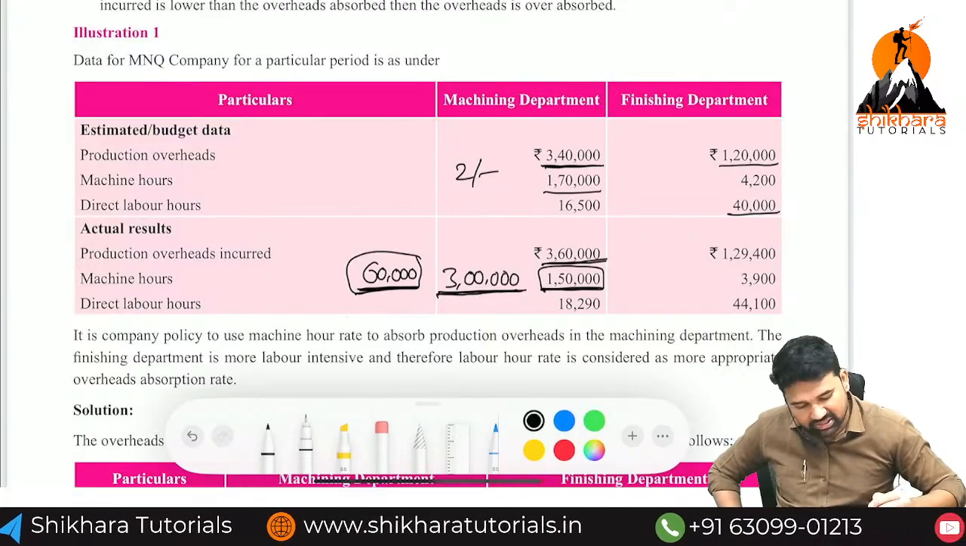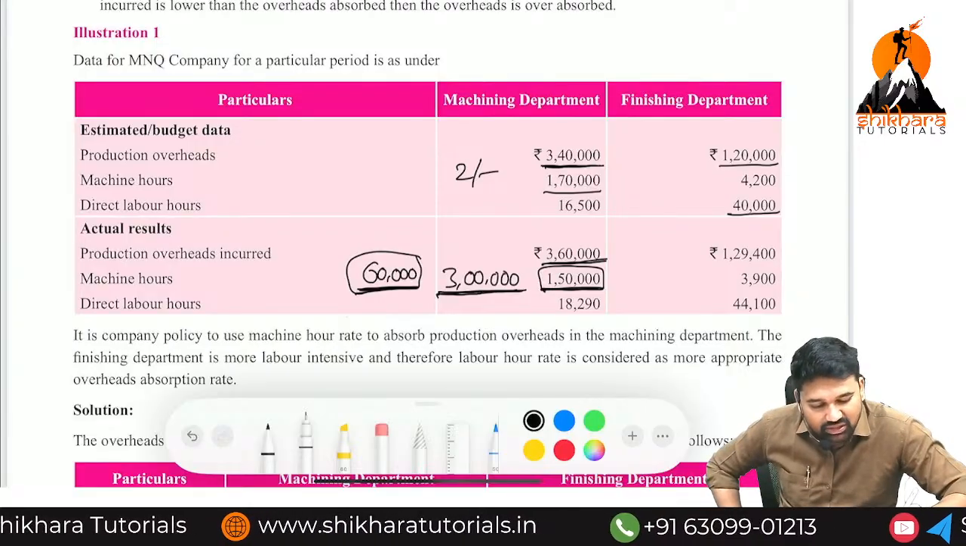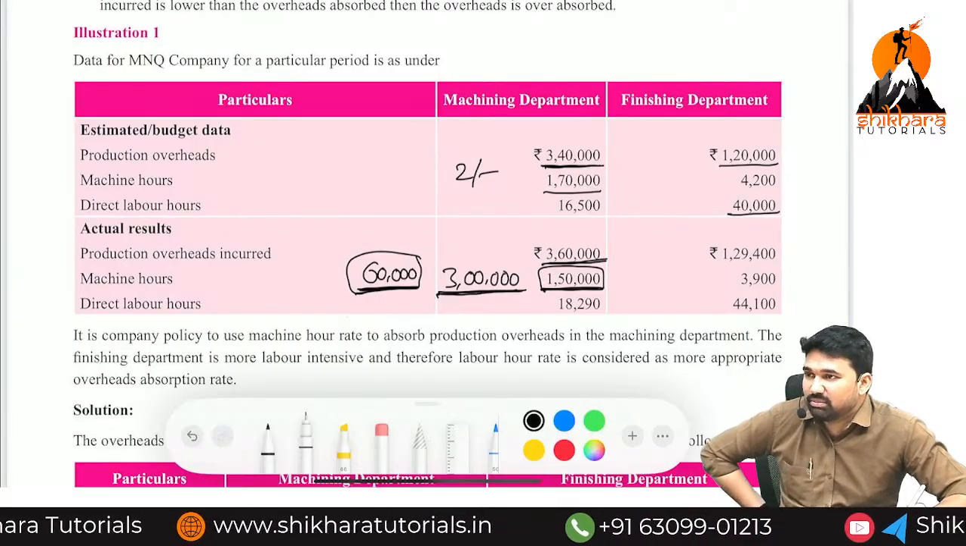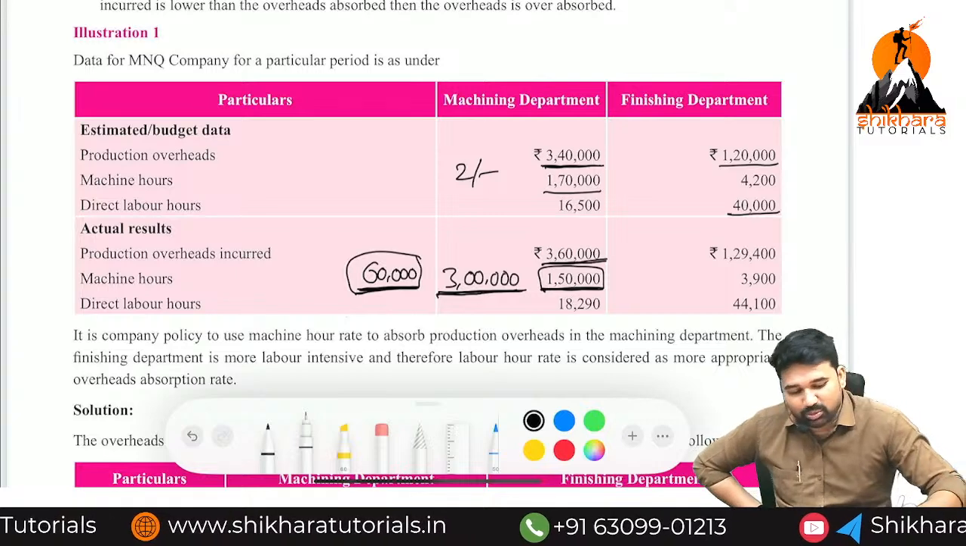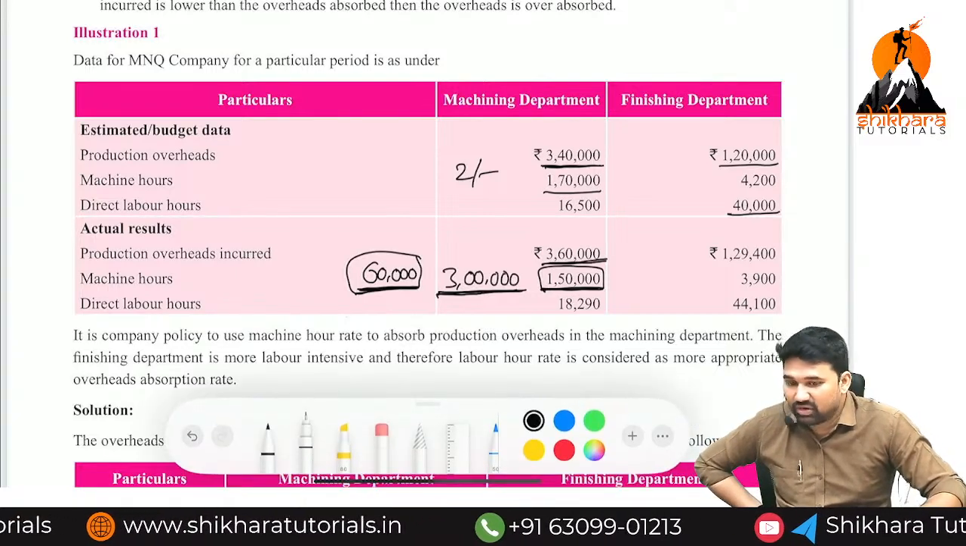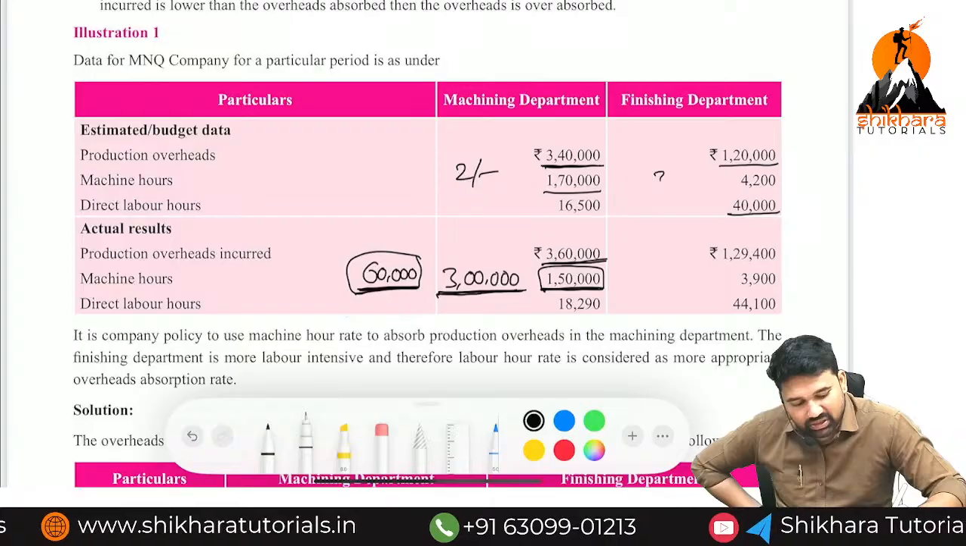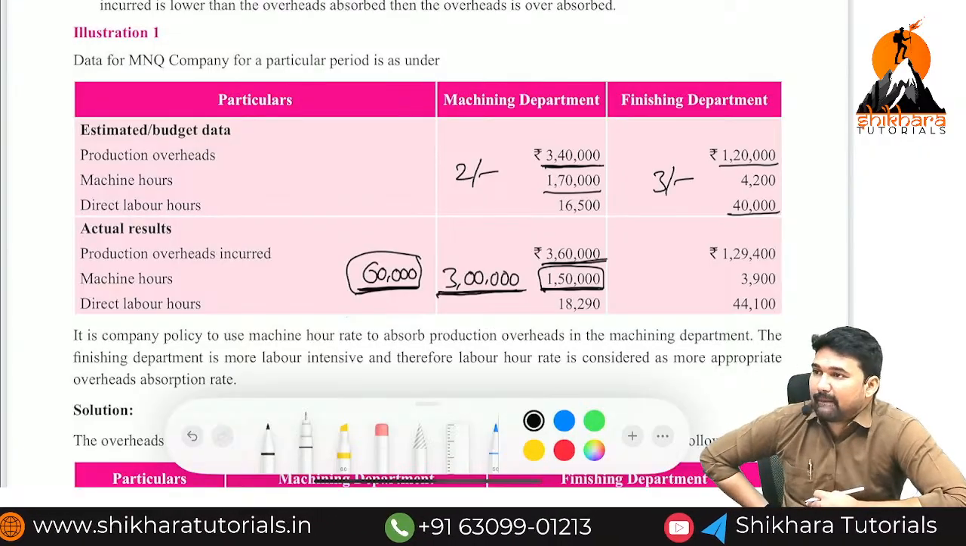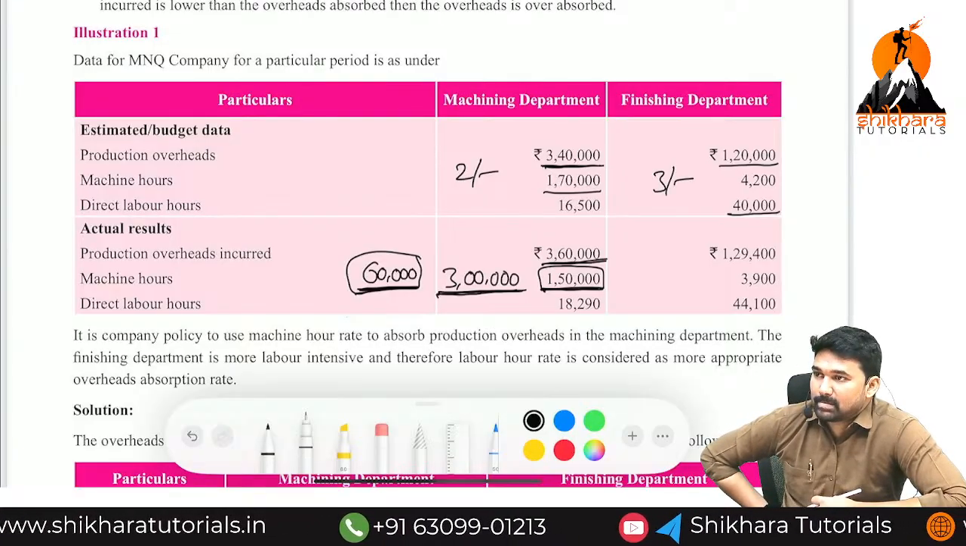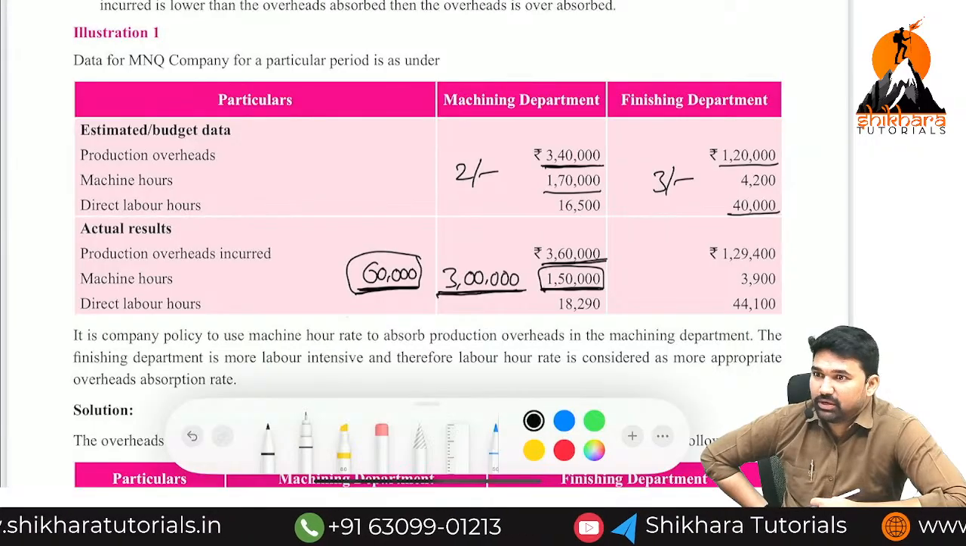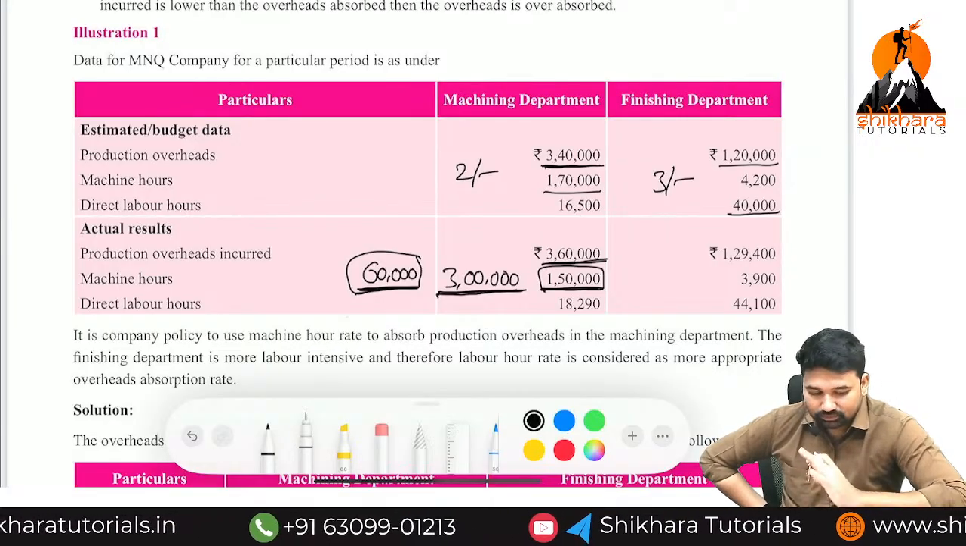Okay, listen carefully. 1,20,000 for 40,000 hours means per hour rate is how much? 1,20,000 divided by 40,000 gives us 3 rupees. Clear?